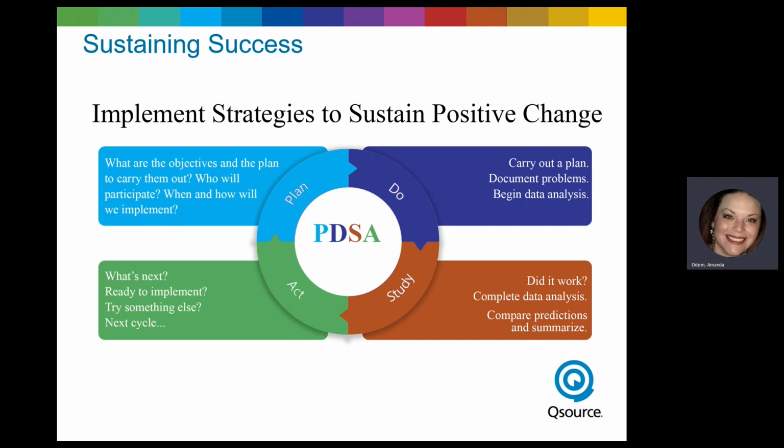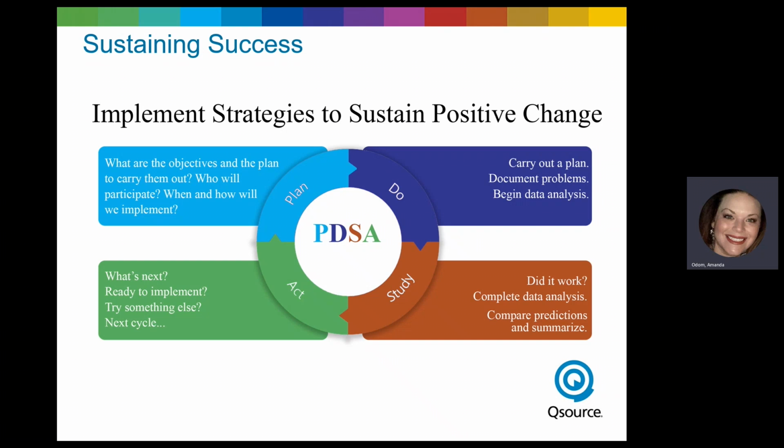What's next? Do we need to implement something else? Do we need to try something else? Do we need to continue with the plan that we're currently on? And what is the next cycle? After you have planned your objective, carried out your plan, studied your data, act upon it, what did your study give you? What did your data analysis give you? Do we need to try something different?